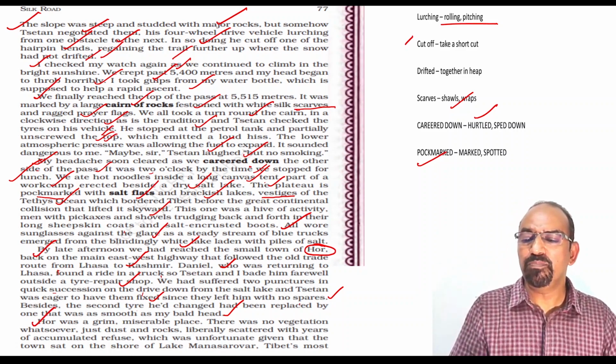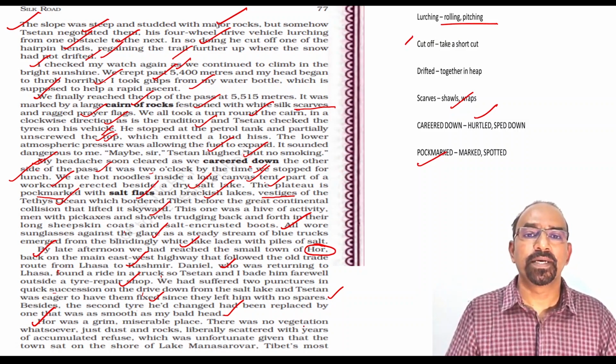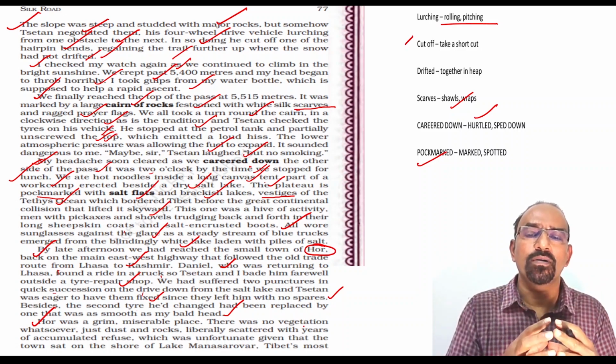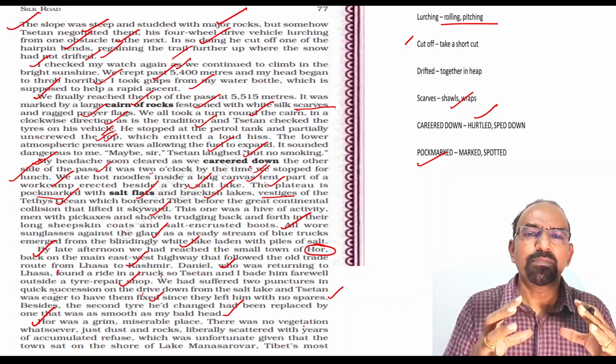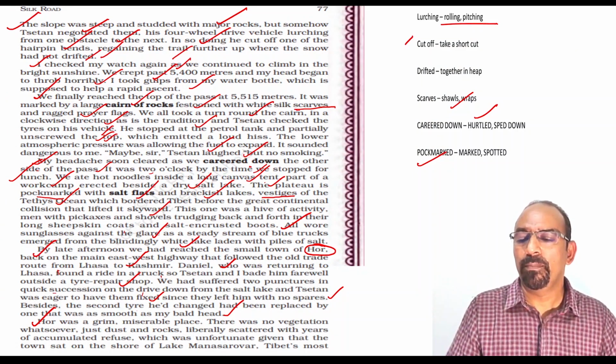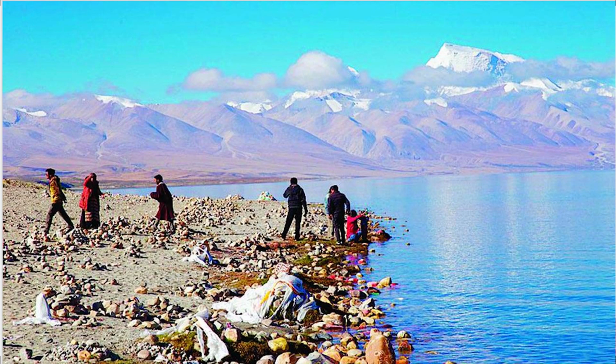Hor was a grim, miserable place. There was no vegetation whatsoever, just dust and rocks, liberally scattered with years of accumulated refuse, according to Middleton.